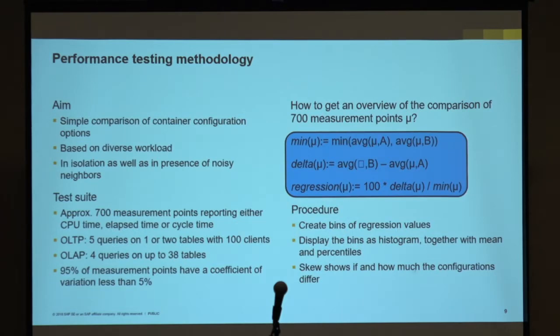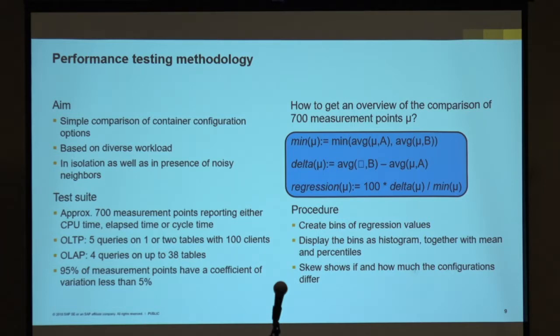Now, the performance testing methodology. We have a test suite of about 700 measurement points, OLTP and OLAP queries. So we try to have a little bit of everything inside there, and quite a low coefficient of variation. But there are also some with a higher coefficient of variation, which are essentially still significant for some statements.